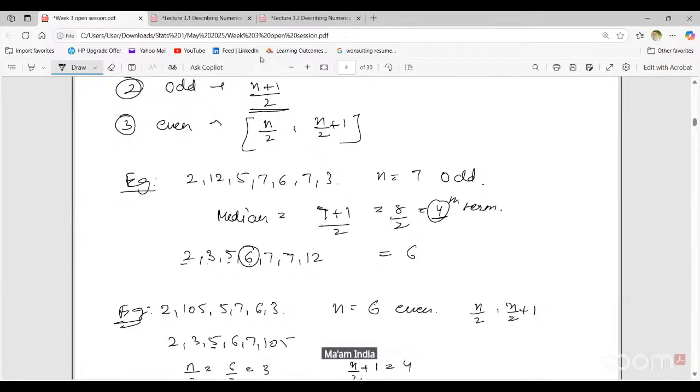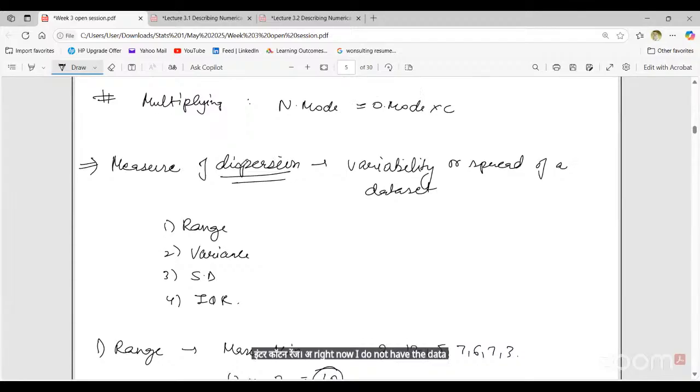Ma'am, please explain interquartile range with an example in a given data set. Right now I don't have the data. The next class will be a solve-with-us class, so we will be doing some questions and you will understand how to calculate it. Is 75% Q3? Yes, Q3 is the 75th percentile of the given data. The 25th percentile is Q1, and the 50th percentile is Q2. Okay, thank you, ma'am.